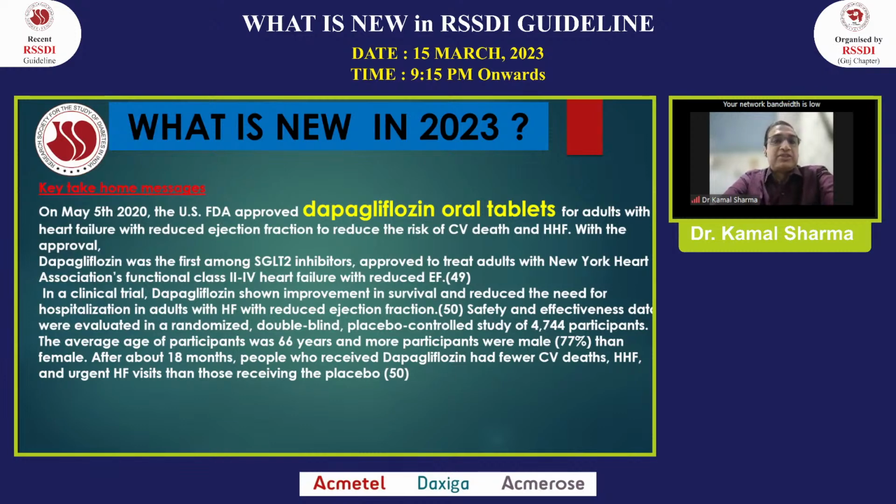The safety and effectiveness data were evaluated in a randomized, double-blind, placebo-controlled trial of 4,744 patients, the DAPA-HF trial. The average age in this study was 66 years, with 77% of patients being male. And the results were so promising even at 18 months that patients who were on DAPA had fewer CV deaths, heart failure hospitalizations, and urgent heart failure visits as compared to the placebo arm, establishing the therapy across the spectrum of heart failure, irrespective of diabetes mellitus. Next slide.